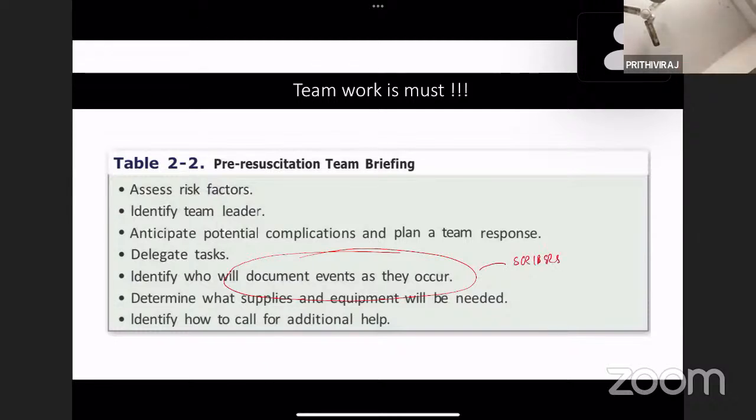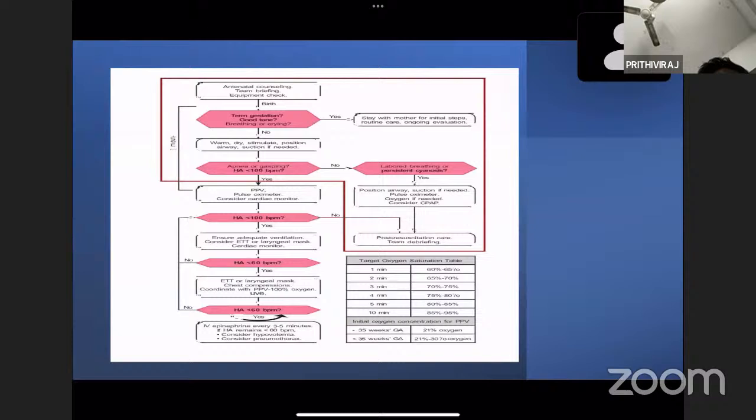You also determine what supplies and equipment will be needed, so that is the equipment check. And when any problem occurs where a team member cannot do a particular task, you have to also identify how to call for additional help. So this is the overall NRP guideline, which we will discuss in detail.